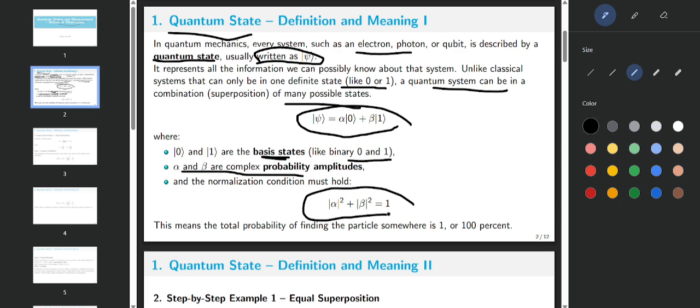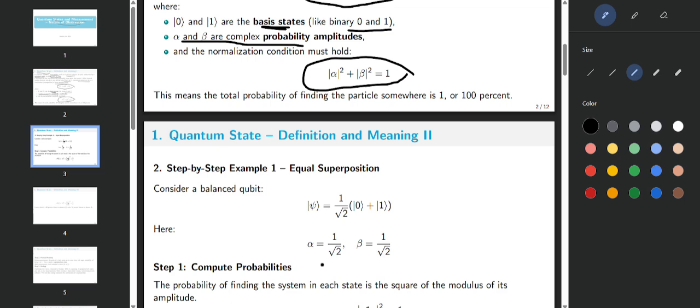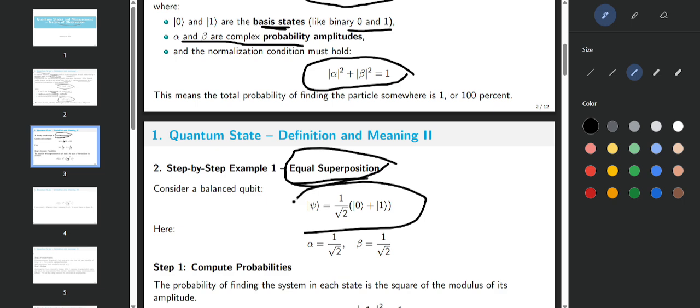Moving on, let's have one example of equal superposition. You need to remember this. Consider a qubit 1 by root 2 ket 0 plus 1 by root 2 ket 1. I have written it combined by taking 1 by root 2 common, so don't be confused. If you take it separately, then you will have alpha and beta, which are nothing but 1 by root 2 and 1 by root 2, equal amplitudes.